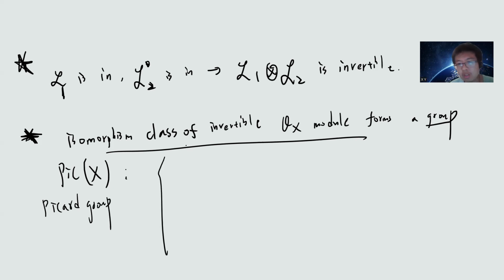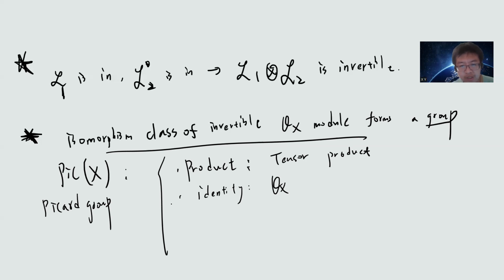Okay, so right, let me just write down. What is the product? The product is defined to be the tensor product. You can view it as a vector space if that is simpler for you. And what is the identity? The identity is just the OX module, or sheaf. And the inverse will be the dual. So we have L, and the inverse is L dual. Okay.